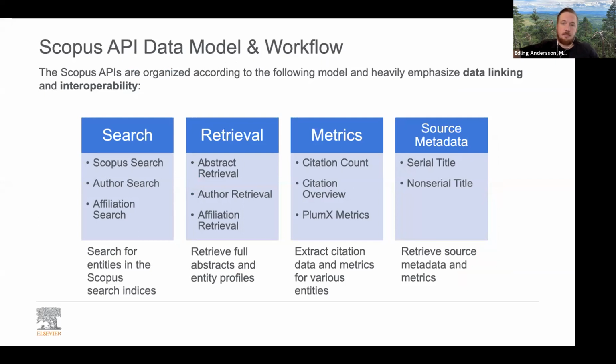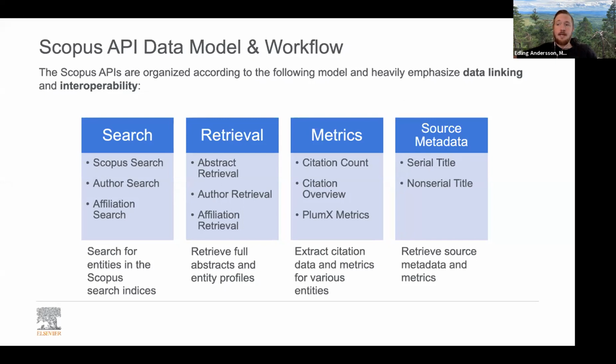The last thing I wanted to touch on before handing over to Serhiy is how the APIs are structured in Scopus. You can think of them as four buckets. You have the search APIs, where we'll be spending our time today, which perform the equivalent of searching for documents, authors, and affiliations using the Scopus web app. You have retrieval APIs to fetch full abstracts, author profiles, and full affiliation profiles. And this is the equivalent of viewing these pages inside the Scopus web application.